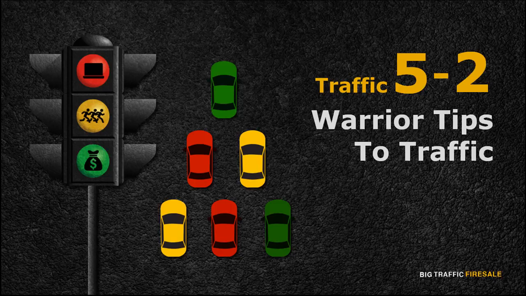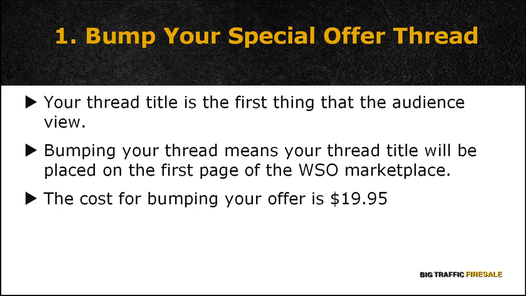In this final module, you'll learn 5 tips to ensure your WSO success. The first tip is to bump your special offer thread as often as you can. When members visit the WSO marketplace, your thread title is the first thing that they'll view. Bumping your thread means that your offer title will be placed on the first page of the WSO marketplace. Usually, when new offers come in, your offer will be pushed further behind if you choose not to bump it. The cost for bumping your offer is usually $19.95.